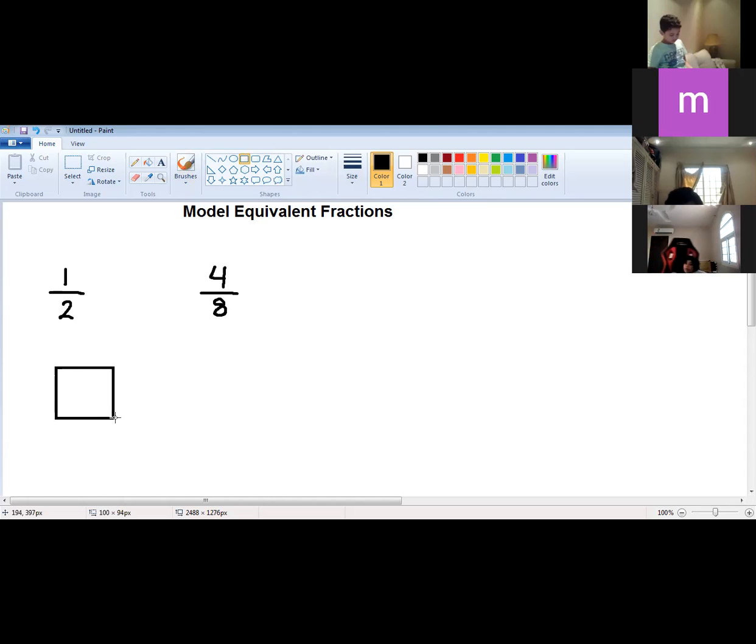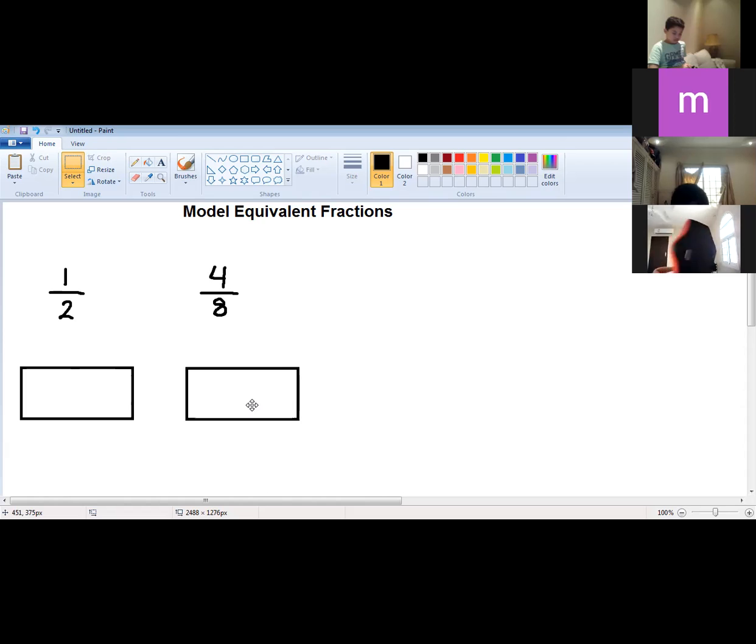I'm gonna use this shape and exactly the shape again. I'm gonna use it to model. Look, the first one, I'm gonna divide it into 2 pieces, as you see. The second one, I'm gonna divide it into 8 pieces, because the denominator is 8.